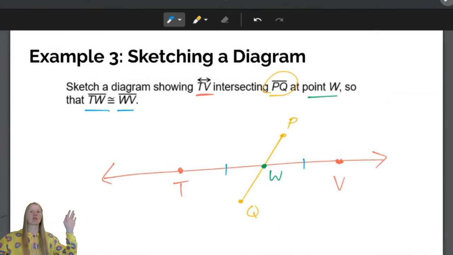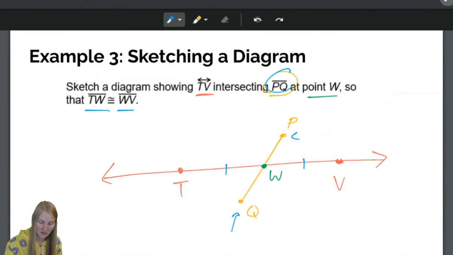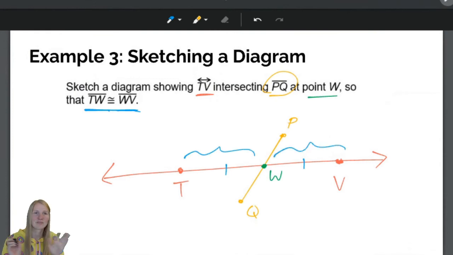So that diagram is perfect. Now, you don't have to color code. I am a color coder. You probably know this by now. I'm going to keep color coding because it helps me. So you can draw this all in one color and it will be the same thing. But the important thing is TV is a line, and we have the arrows making it a line. PQ is a segment, and we have the endpoints making it a segment. And W is at the intersection. We did that. And TW is congruent to WV. We did all of that.